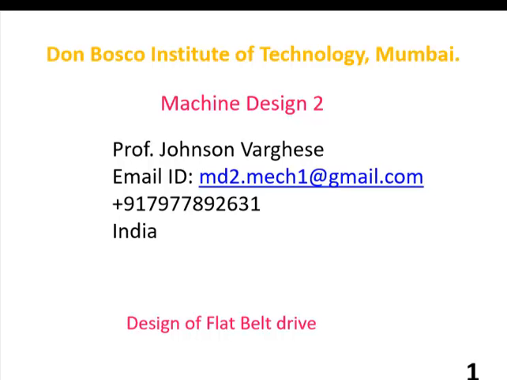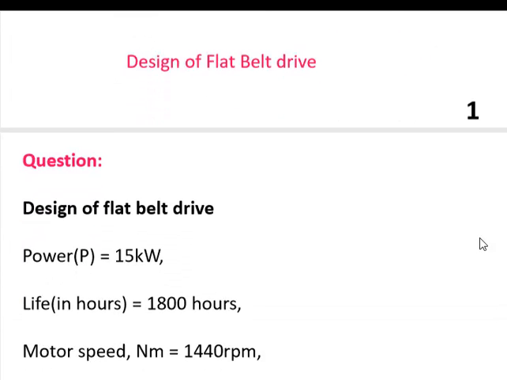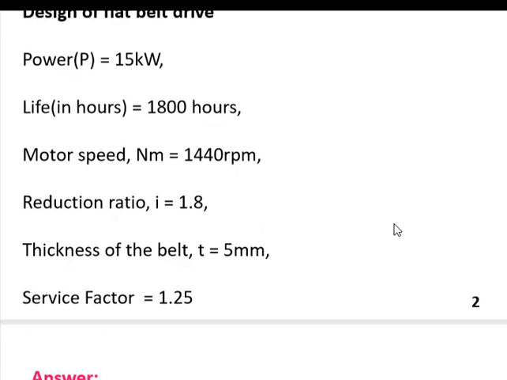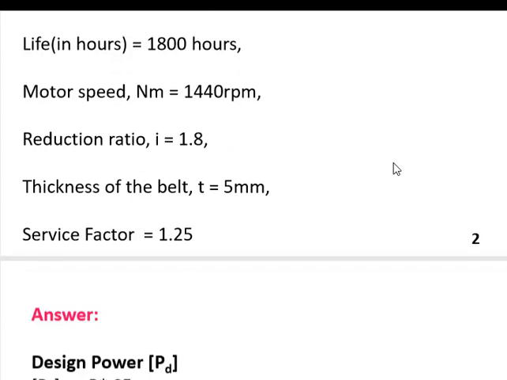Hi, today we will be looking into the design of flat belt drive. Let us look into the question. Design the flat belt drive with power of 15 kilowatt, life 1800 hours, motor speed 1440 rpm, reduction ratio is 1.8, thickness of the belt 5 mm and service factor is 1.25.